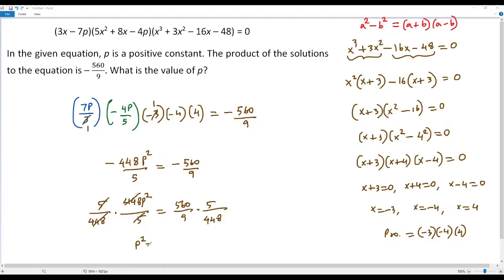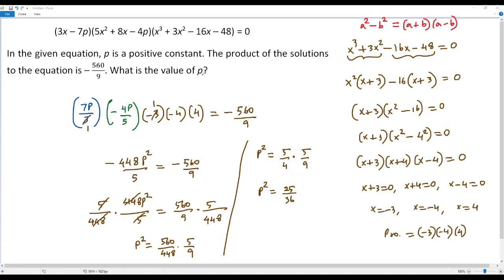I am getting p square equals, here this 560 and 448, both of them are even numbers, and we can simplify this one. For that, we can write a fraction with this one as numerator and this one as denominator. Then I'm getting 560 over 448. And we can write another fraction with this one as numerator and this one as denominator. Then I'm getting 5 over 9. Now we can use the Desmos graphing calculator to get the simplified form of this fraction. When I use Desmos, I am getting 5 over 4 as the resulting fraction for this one. Times, we can write this one as it is, that is 5 over 9. Okay, p square equals, when I multiply the two numerators 5 and 5, I'm getting 25. And when I multiply the two denominators, I'm getting 4 times 9 is 36.